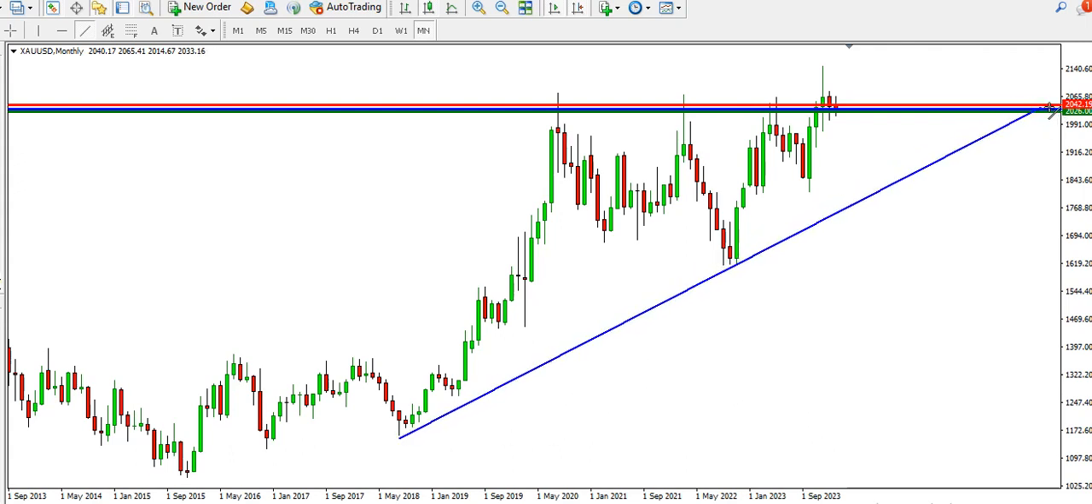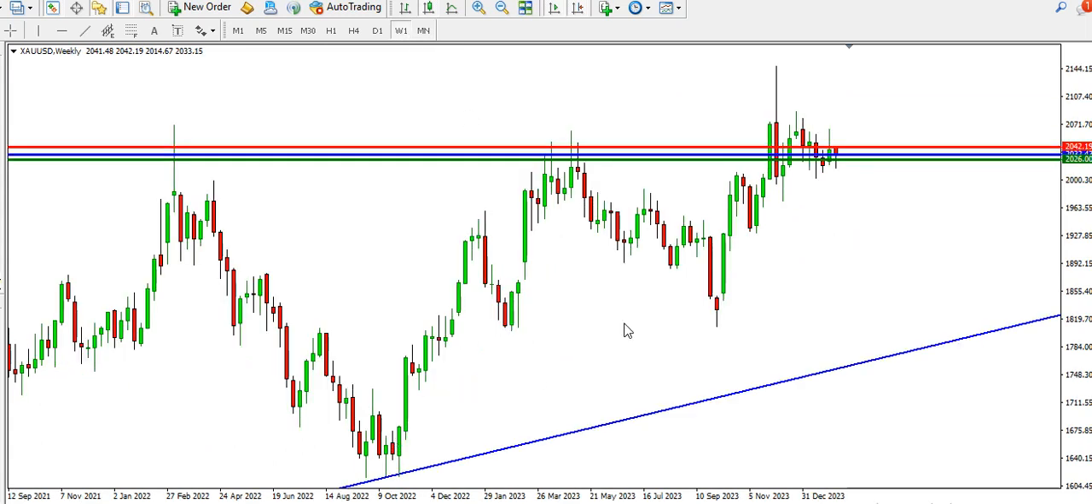And on the monthly chart, we have a bullish trend in place where we have a low, high, higher low, higher high, higher low, and higher high, higher low, higher high, lower low. This is a higher high, higher low, higher high. So it's a bullish trend on the monthly chart. On the weekly chart, it's also bullish.